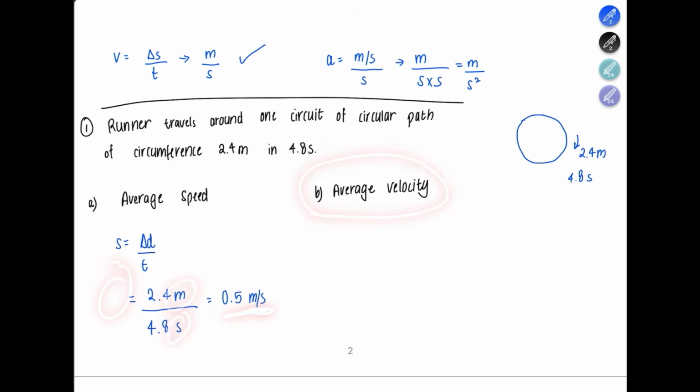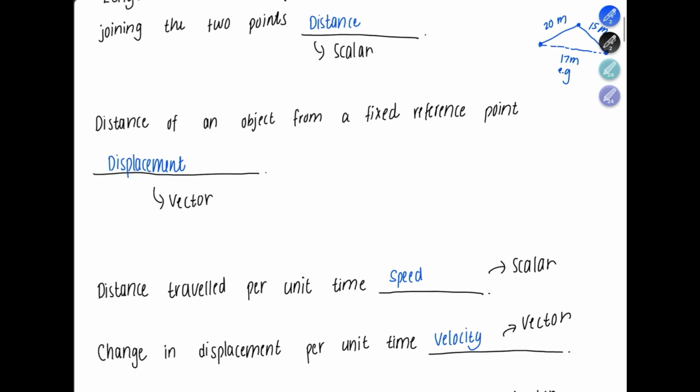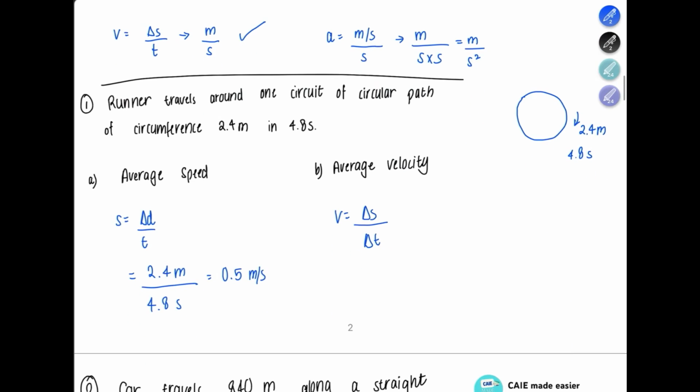The second step is to find the average velocity. Remember the formula for average velocity? That is change in displacement over change in time. Now displacement is the distance from the starting point to the final point. Or if you look at the definition, it says distance of an object from a fixed reference point, that is the starting point. So you can see it's 0 because the starting point and ending point are the same. The distance between the 2 points is 0. So this is going to be 0 meters over 4.8 seconds, which is 0 meters per second.